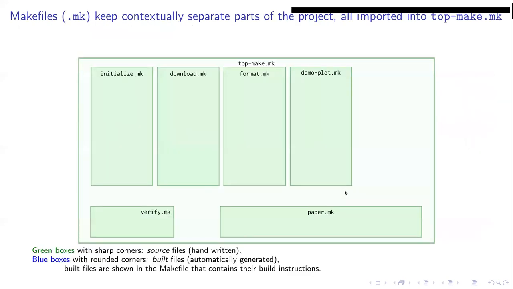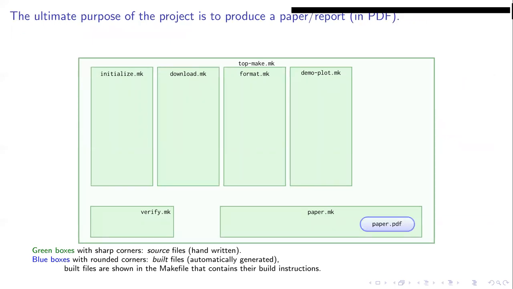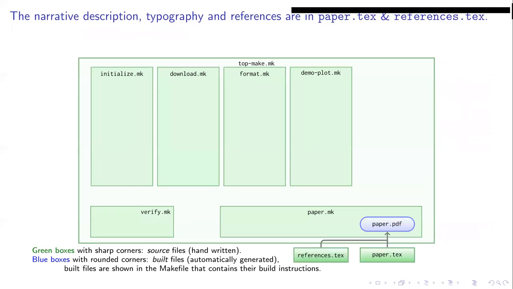So how did we do it? This is a graph just to show the process. The final result is the paper. In Make, you look from the end to the start. The final result is always where you start. So my goal is to build paper. Where does paper come from? It comes from paper.tex and references, because the references of the paper are also kept within the project.